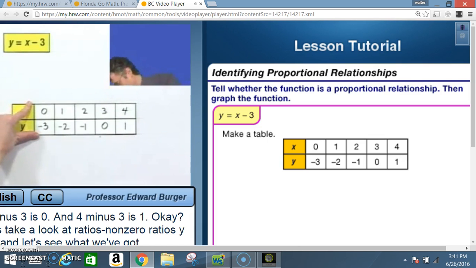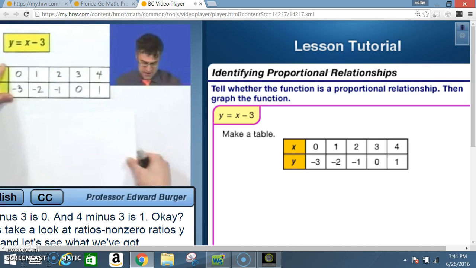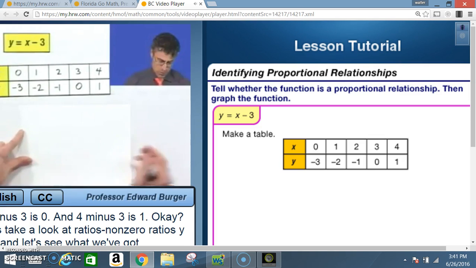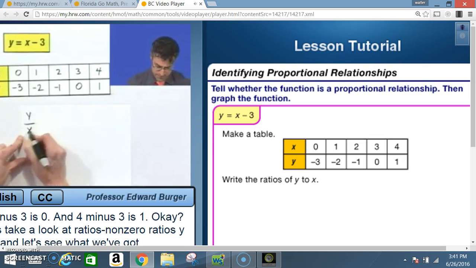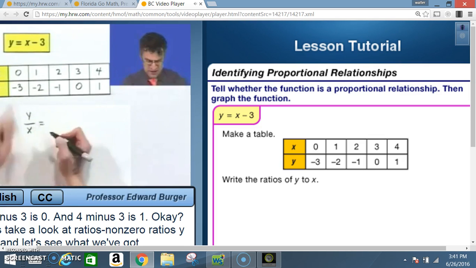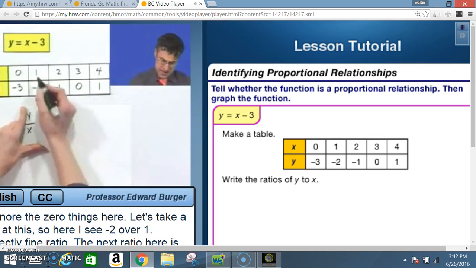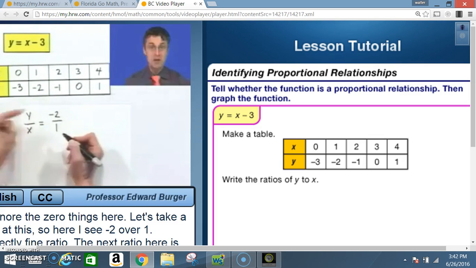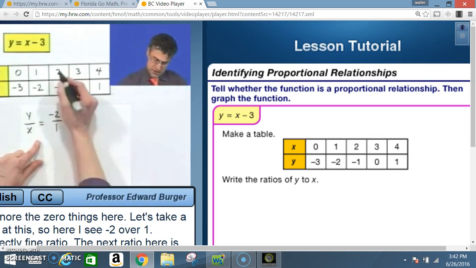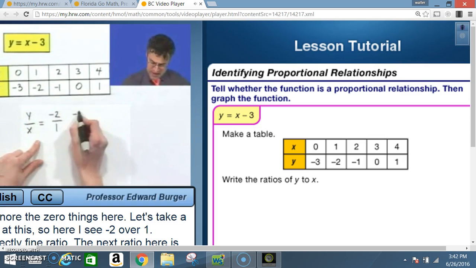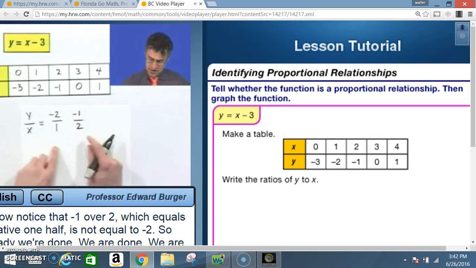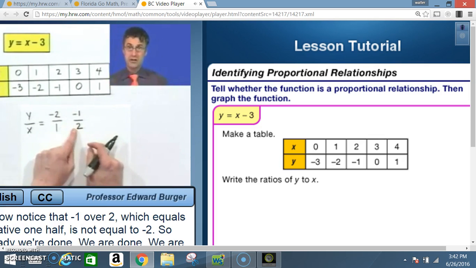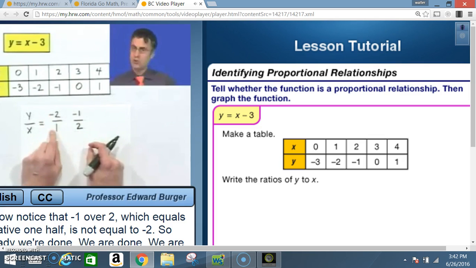Okay, let's take a look at non-zero ratios, y to x, and let's see what we got. So non-zero, so I'm going to ignore the zero things here. Let's take a look at this. So here I see negative 2 over 1, perfectly fine ratio. The next ratio here is going to be negative 1 over 2. Now notice that negative 1 over 2, which equals negative a half, is not equal to negative 2.